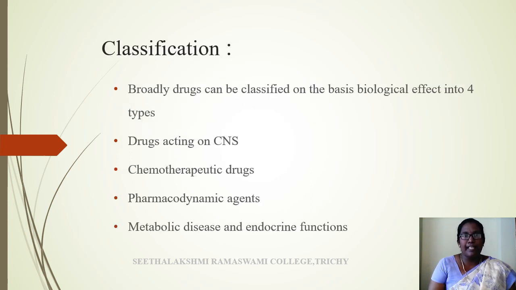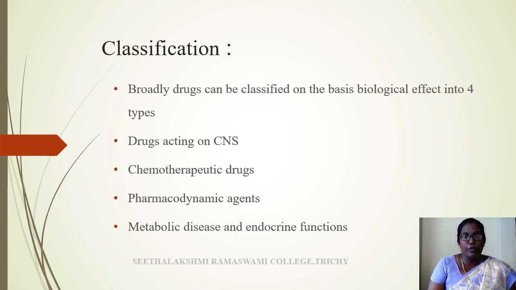Based on the biological effect, drugs can be broadly classified into four categories. The first one is drugs acting on the CNS. CNS is nothing but the central nervous system. All the types of anesthesia come under the CNS system. Next one is the chemotherapeutic drugs. These drugs are used to treat a disease in the human body, so those drugs are called chemotherapeutic drugs. And then pharmacodynamic agents. They are nothing but drugs used to treat the normal regulatory processes like the circulatory system, etc. And the last one is the metabolic diseases and endocrine functions.